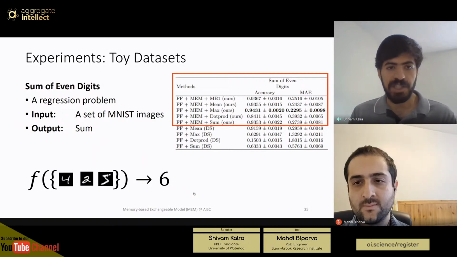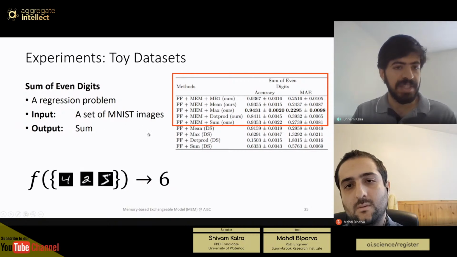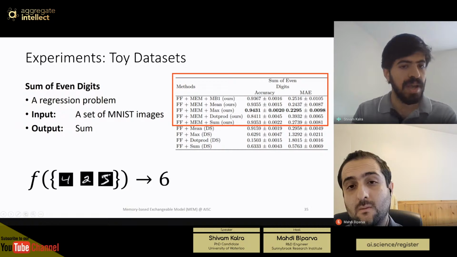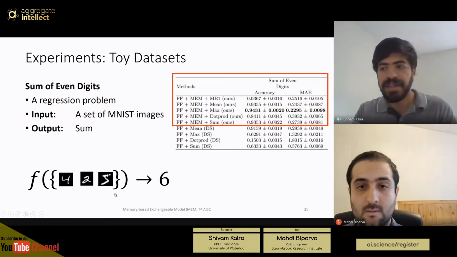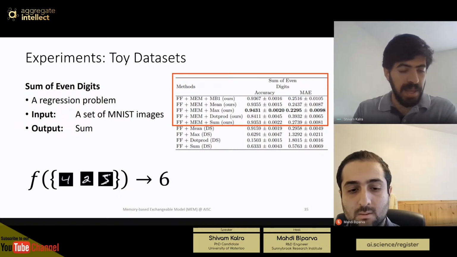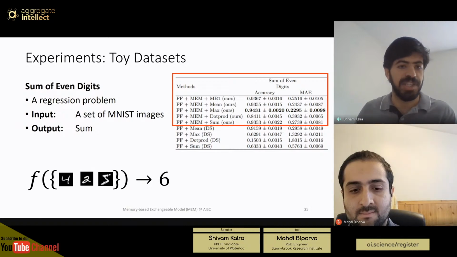First is the sum of even digits, and this is a regression problem. Here the input is a set of handwritten MNIST images. So you have 4, 2, 5, and the output is the sum of only the even digits, so 4 plus 2. It has to ignore 5. The idea is that we want to exploit the attention mechanism of our model. This gives an advantage to our model, as it can simply learn to not attend to odd digits, and it only has to learn the joint probability of the even digits. So 4 plus 2 is 6, and it can do so.